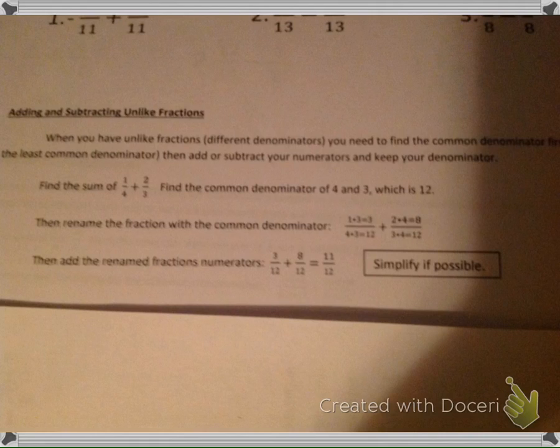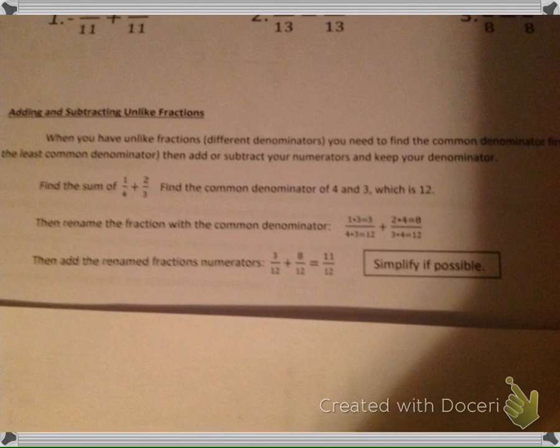Now we're going to talk about adding and subtracting unlike fractions. And I apologize, I'm looking at this now, and it is a little bit blurry, but you do have that on your paper. When you have unlike fractions, that means you have different denominators. You need to find the common denominator first. Best if you find the least common denominator, and then you're going to add or subtract your numerators and keep your denominator like you did.